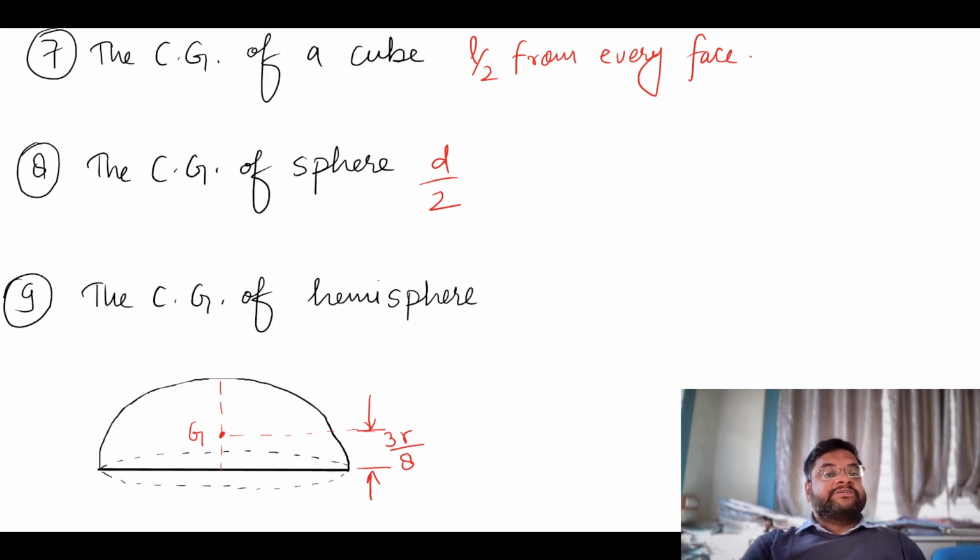The seventh point is the center of gravity of a cube, which is L by 2 from every face.